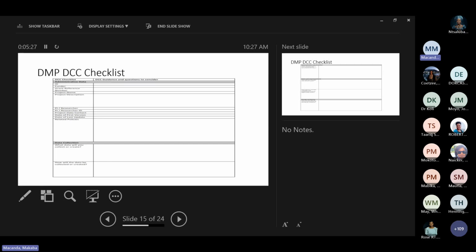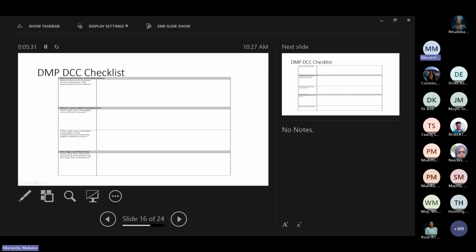How will the data be collected or created? Okay, the documentation and metadata: what documentation and metadata will accompany the data? For instance, it could be a readme or metadata schema or DataCite, because the repository that we are using uses DataCite. It comes as a default, but you can use any other metadata schema that is applicable to the data.